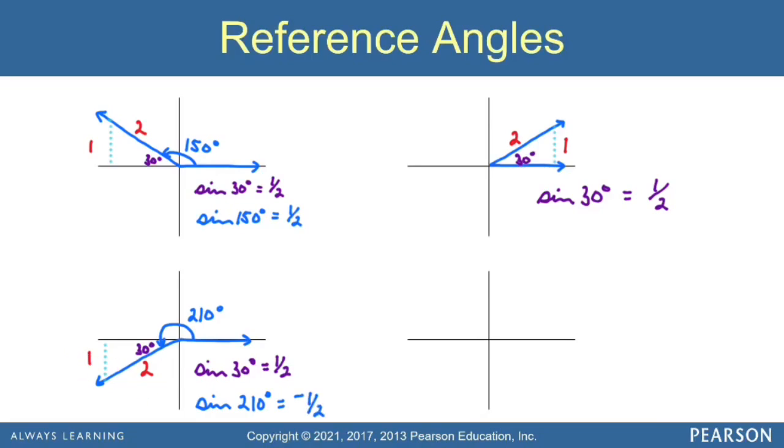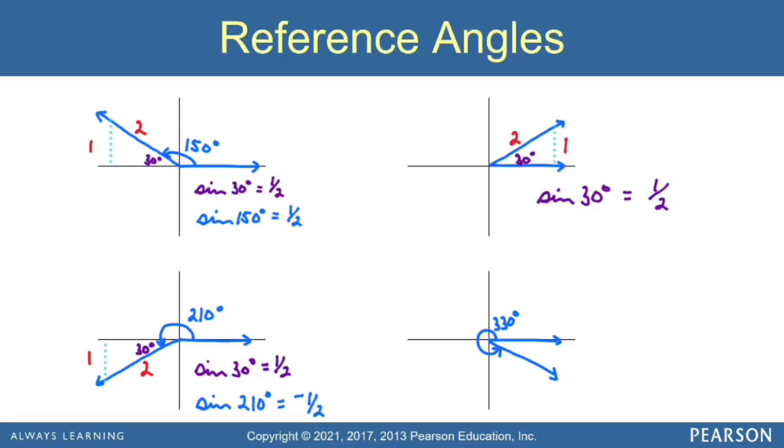So I hope it's starting to click for you that the function values for the reference angle are actually determining the function values for the standard position angle because the sides of this triangle are set. And the only thing that can change will be whether that function value is positive or negative, and that's determined by ASTC. So just to round things out, let's draw ourselves a quadrant 4 angle.